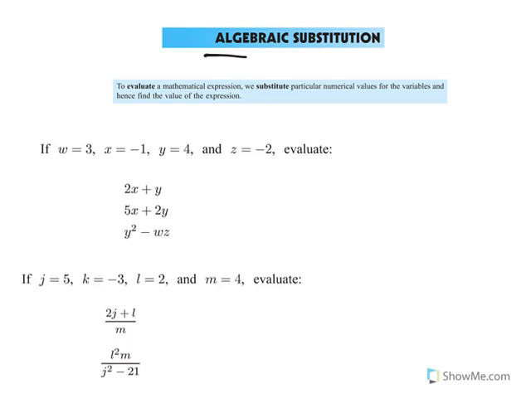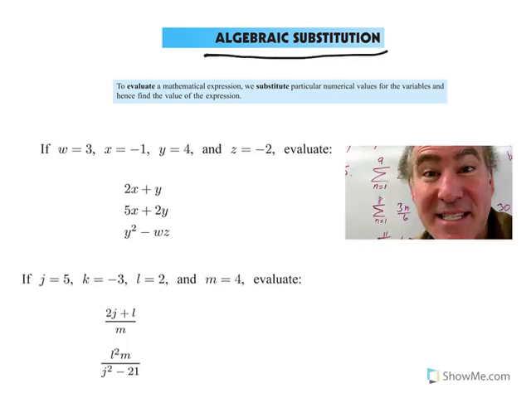All right, now we're coming to a cool thing. We have algebraic substitution. I just added a picture of a crazy substitute teacher. Wouldn't you like to have him as your substitute if I'm out sick? So, the key here, the word that you need to be aware of is to evaluate. In other words, you're finding the value of this expression. And what are we doing? We find the value by substituting particular numerical values for the variables. So in other words, we take a letter and we plug in a number.